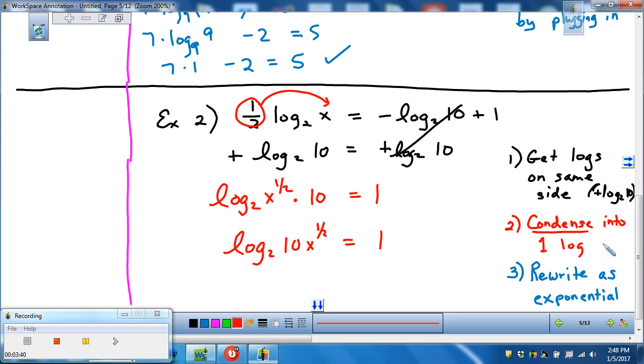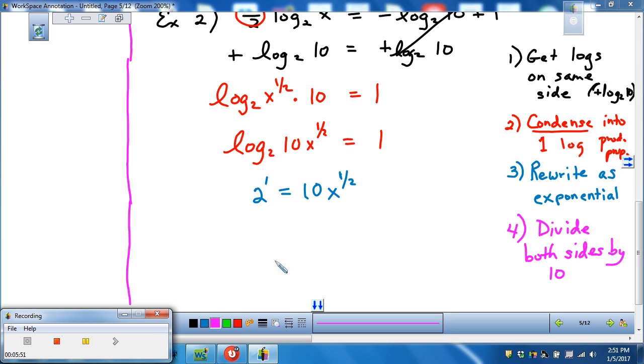Next, we are going to rewrite it as an exponential. My base is 2, my exponent is 1, and that's equal to 10 times x to the 1/2 power. Okay? And now we are ready to move on to the next step. Now we're going to divide both sides by 10 to get rid of this 10. 2 divided by 10 is 1/5. That's equal to x to the 1/2.